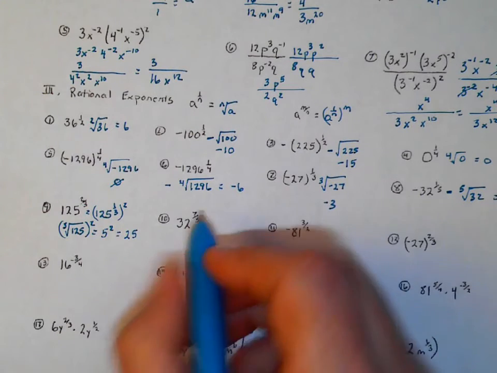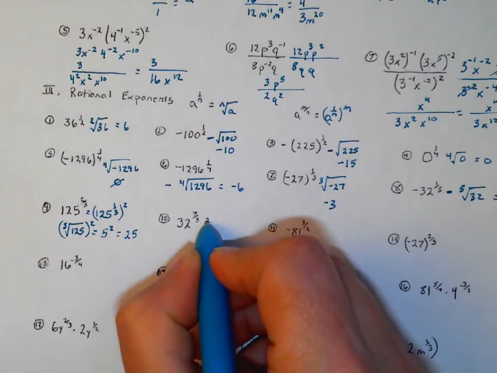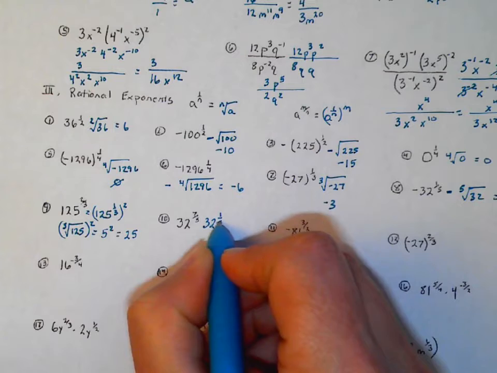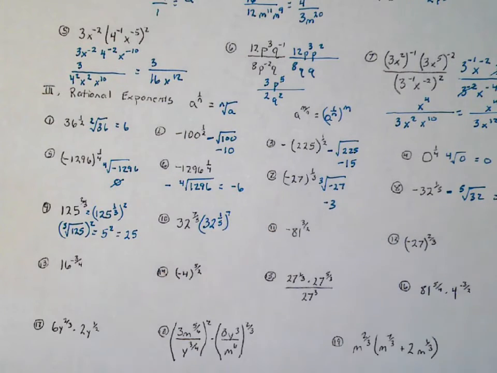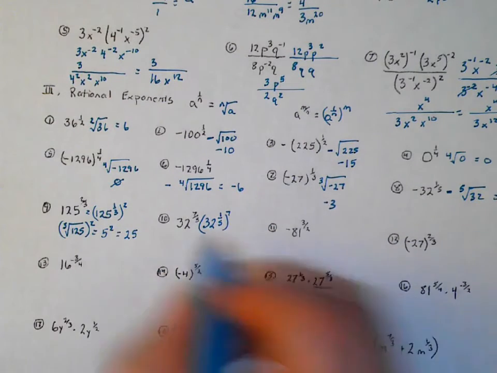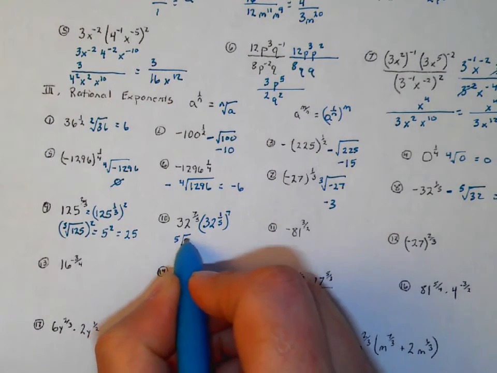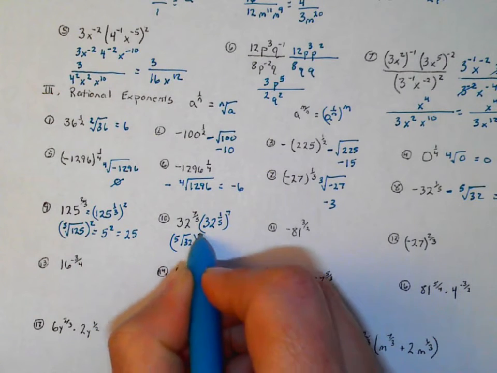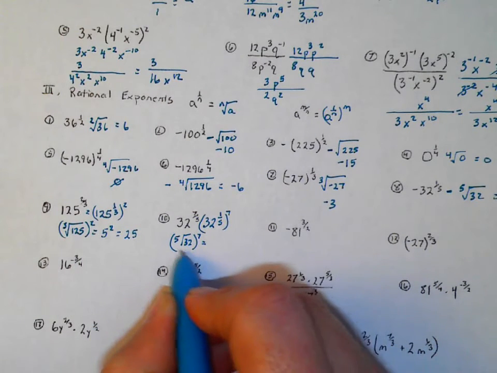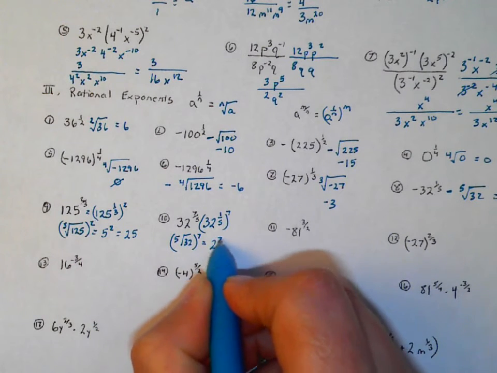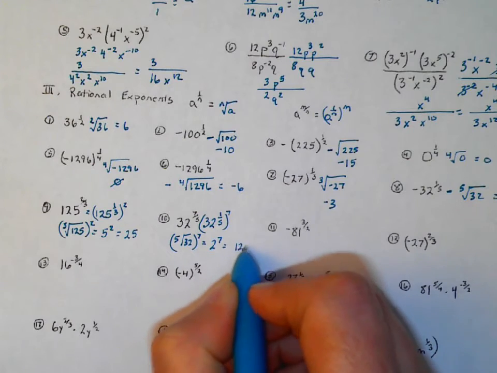Okay, the next one we can separate that into 32 to the 1/5, to the 7th, which would be the fifth root of 32 to the 7th power. The fifth root of 32 is 2, and 2 to the 7th is 128.